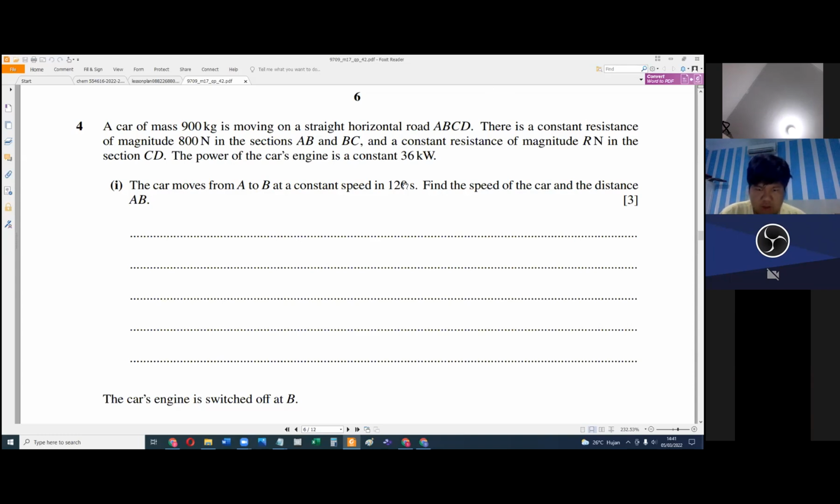So here, a car of mass 900 kilogram is moving on a straight horizontal line ABCD. There is a constant resistance to motion, 800 Newton in sections AB and BC, and constant magnitude R in section CD. The power is 36 kilowatt. The car moves from A to B at constant speed for 120 seconds. Find the speed of the car and the distance AB. Okay, now let's sketch this.